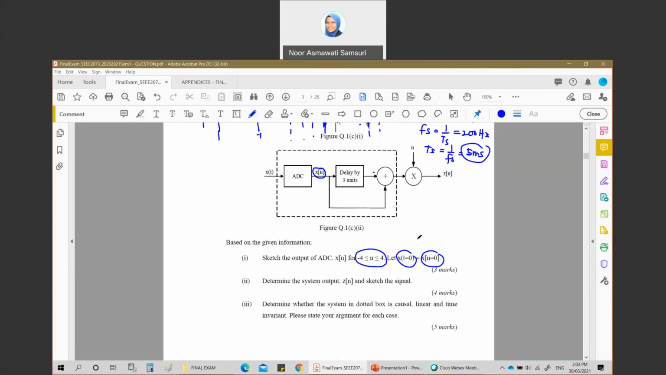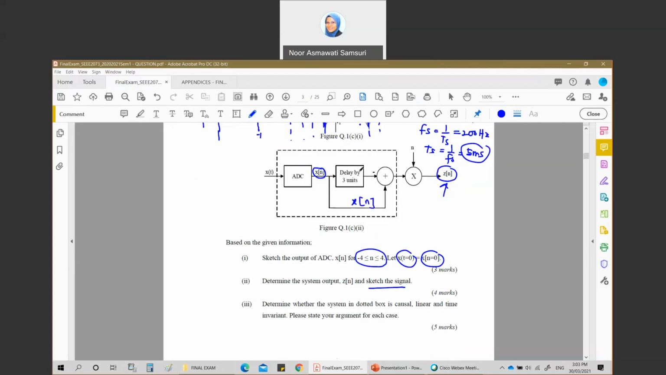Next, determine the system output Zn. So where is Zn? Zn is here, and sketch the signal. So from here, you cannot jump straight away to the endpoint. You need to work through the block diagram until you get the Zn, right? So what you need to do here, first, you determine what is your xn. So xn is from xt, so you already get the signal. And then what happened here? So the same signal being fed into this summation. So here is also xn. And also the same signal being fed into the delay.